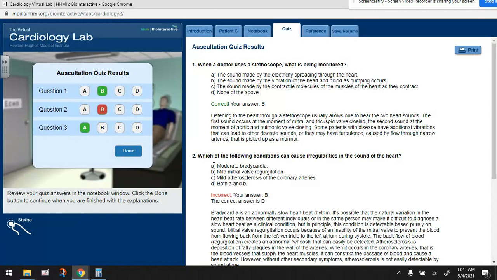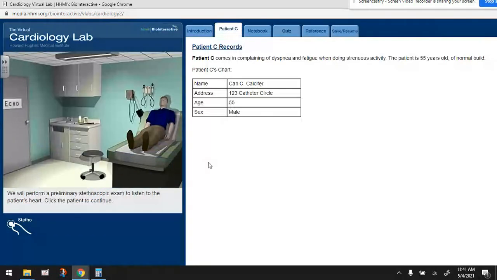So these two things were both true for number 2. So we make a note of that so that when we do it in the KIA quiz, we get it right. And then we click done. All right, so we're presented with our first patient here, and he's a 55-year-old male.